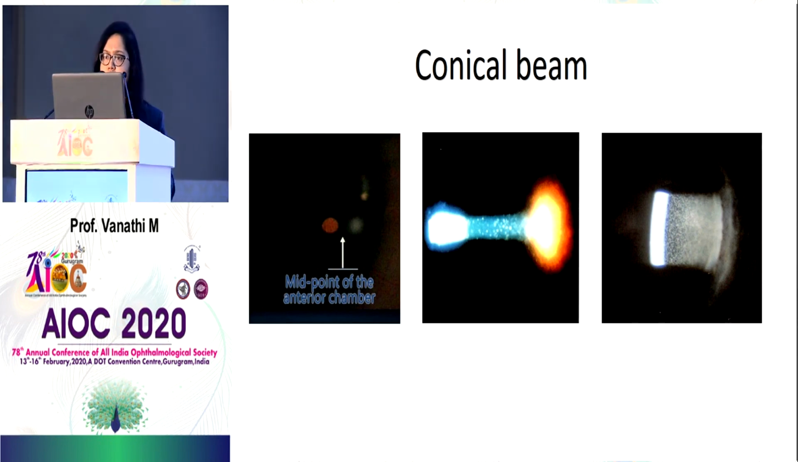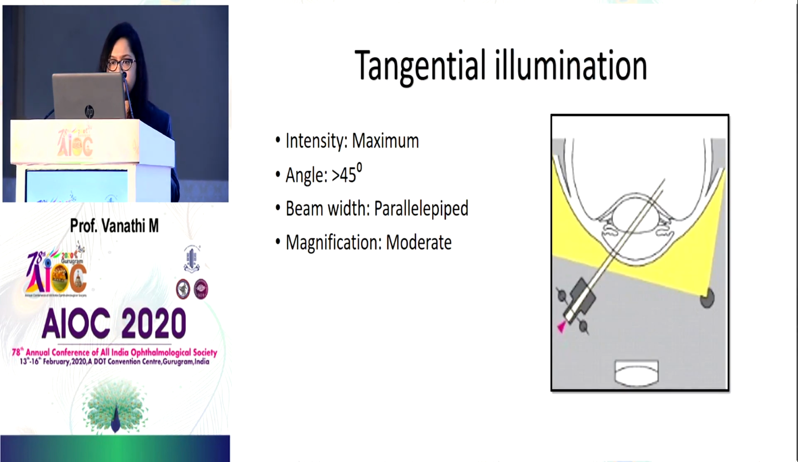So how do you do it, can someone tell? Here usually you will make a circular beam of light, and first you have to focus at the cornea, and gradually you have to defocus, and then you have to focus in the midpoint between iris and cornea. At that point you have to keep your magnification higher, and then you have to look for your cells and flare. So in the second diagram you can see cells, and in the last diagram you can see 4 plus flare is there. This was a case of endophthalmitis.